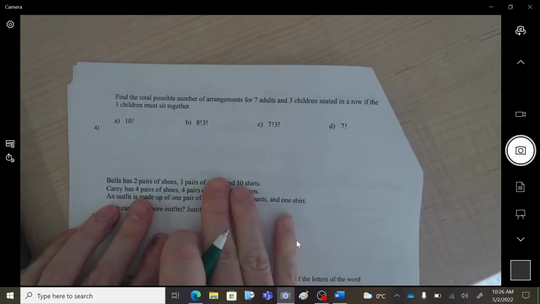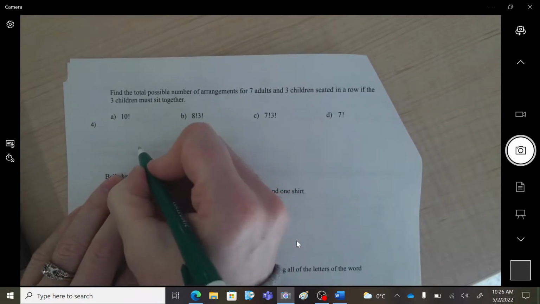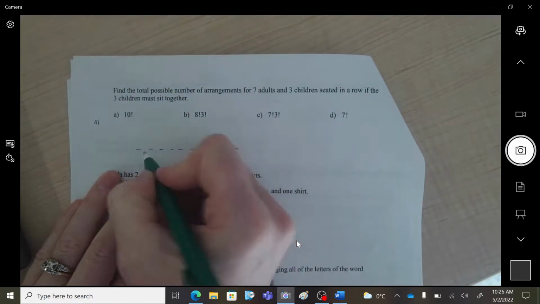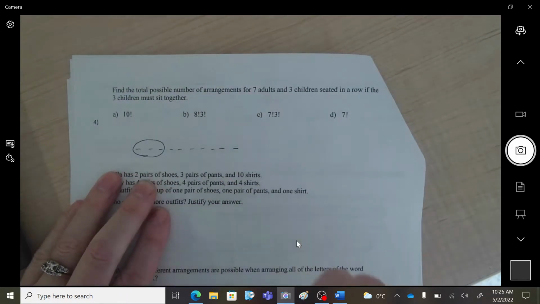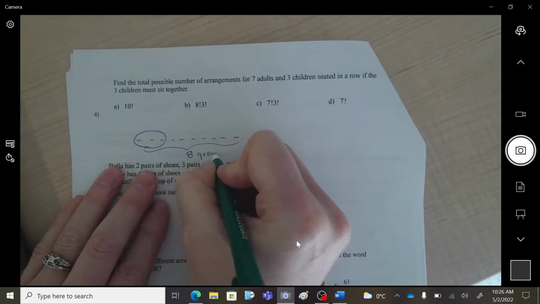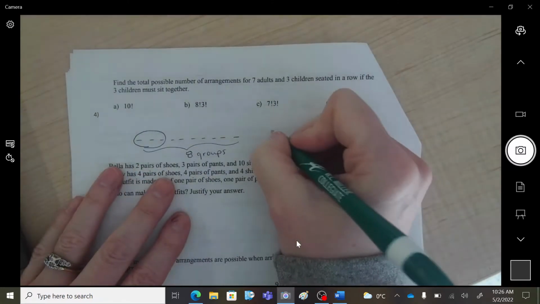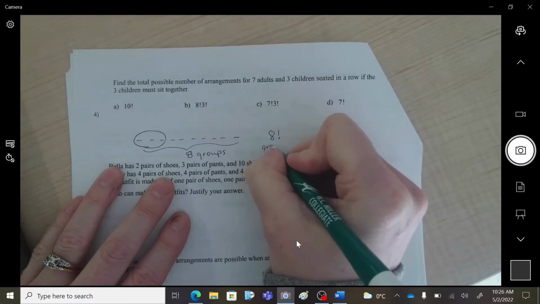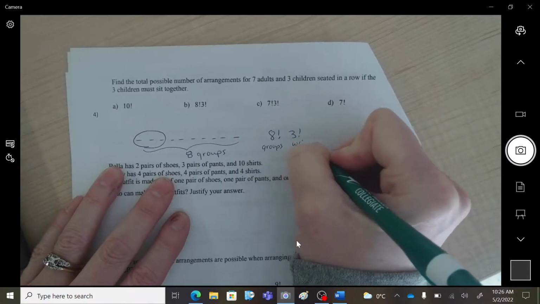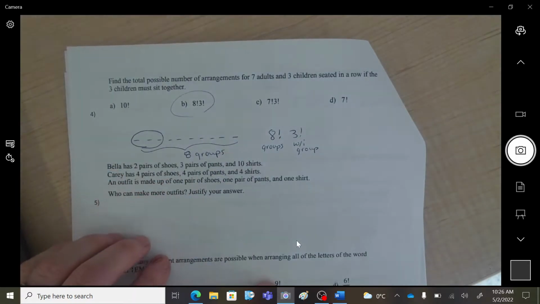Okay, arrangements. We have 7 adults and 7 children in a row. If the 3 children must sit together. So 1, 2, 3, 4. There's my 10 people, and the 3 children are together. So now there are 8 groups because I'm counting the 3 children as 1 group. So I move 8 groups around, and then within the group they can also move around. So that is option B.